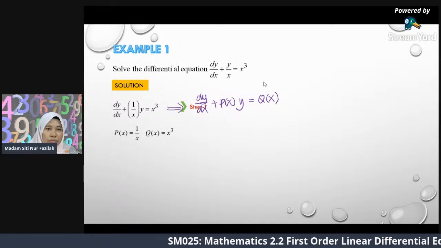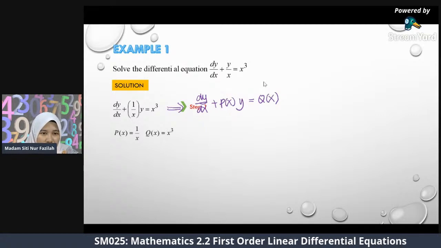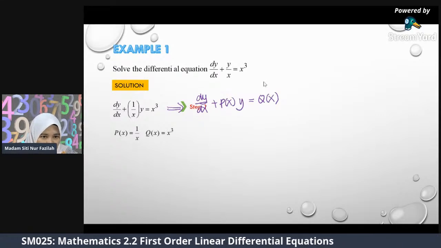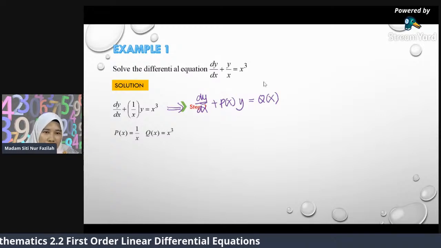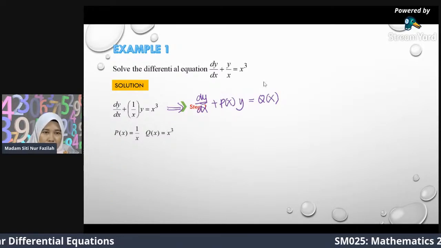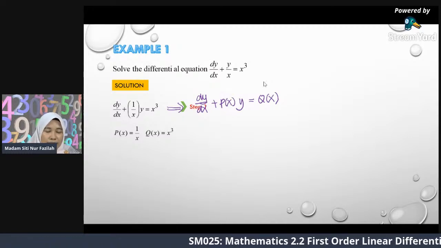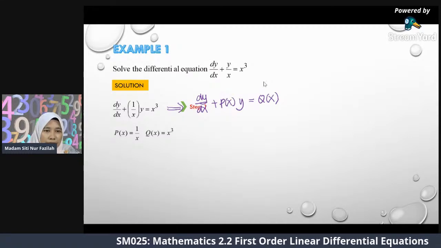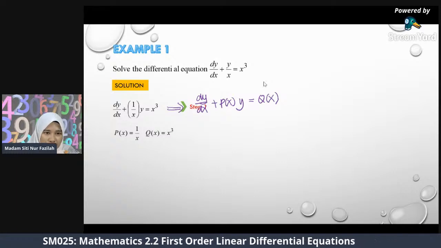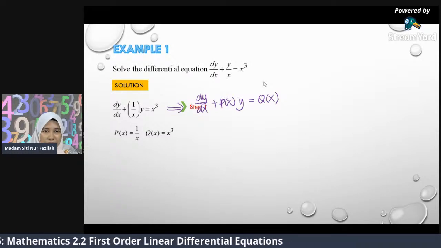Before we go to step 2, carry out what is the function P(x) and the function Q(x). The function P(x) is 1 over x. Make sure it's correct, positive 1 over x. And then function Q(x) is x to the power of 3. We have settled step 1.